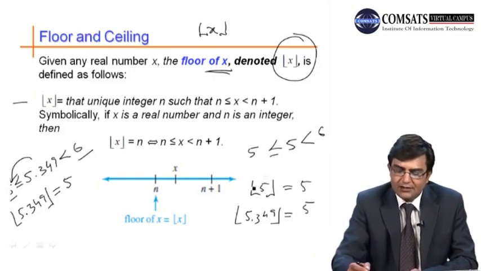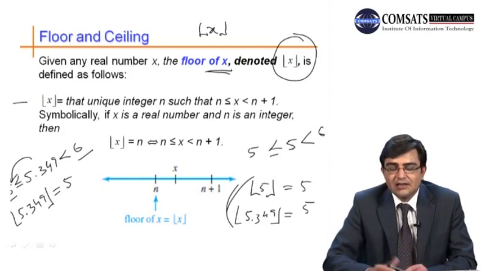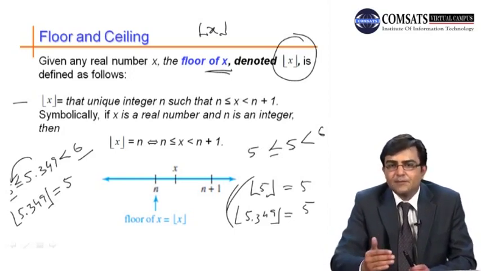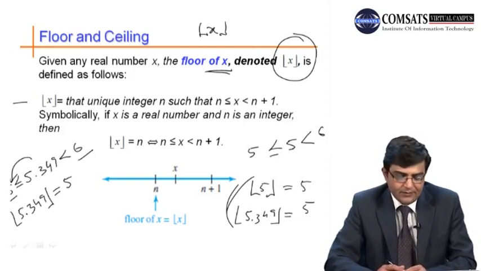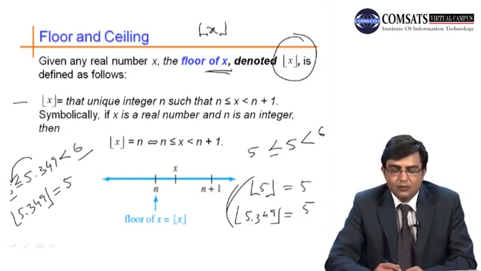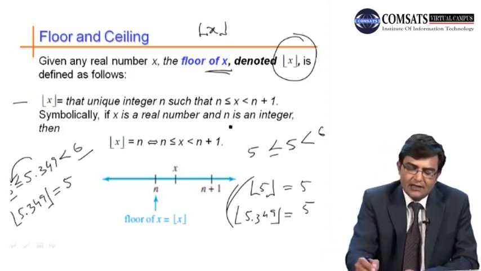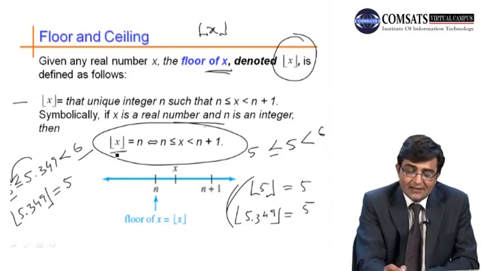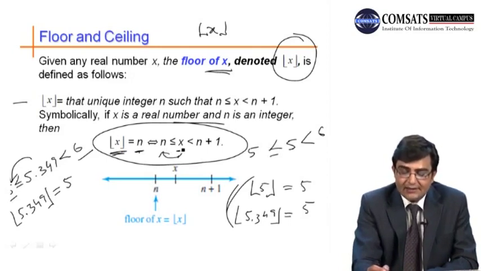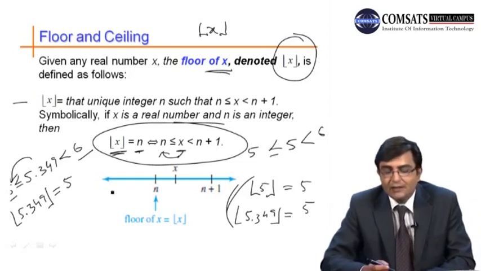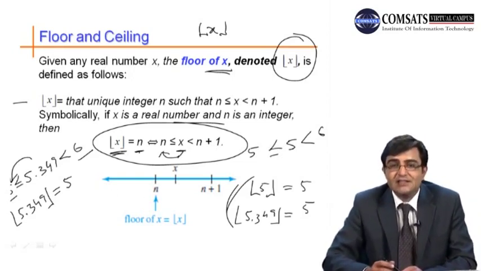So the floor function basically converts the given real number to the immediate lesser integer of that real number. This is the definition of the floor function, and formally we can say that floor of x is that integer n such that n is less than or equal to x and less than n plus 1. So the floor of any real number is that integer which is immediately less than that real number.